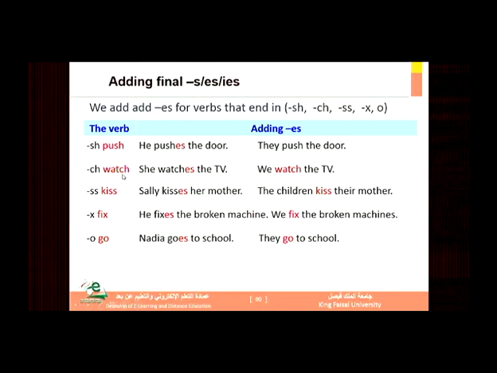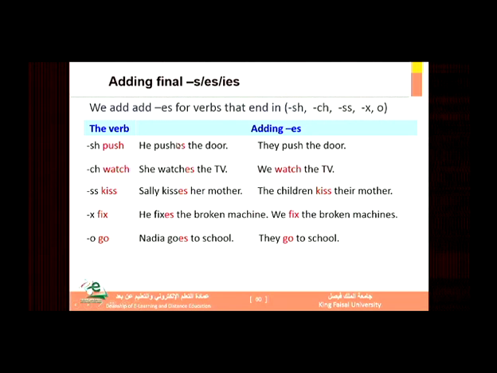The verbs ending in ch, sh, ss, x, and o in the case of go. Now, if we have any verb that ends in one of those sounds, or basically letters or spellings, the verb does not take an s only, but an es. So, he pushes the door. We did not add an s only, we added an es. Why is that? Because the verb ends in sh.